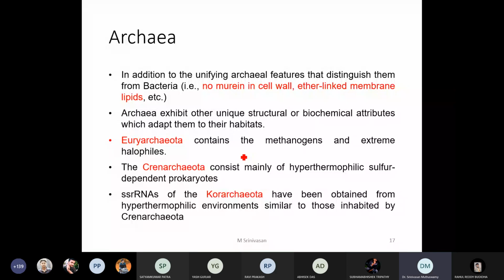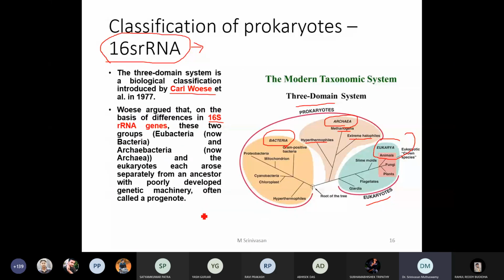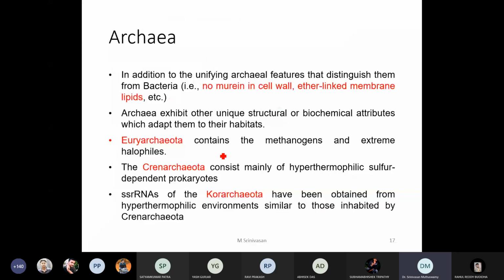And now coming on to archaea. Earlier we have seen the prokaryotes in general, and whatever we have studied about the classifications is all about the common bacteria. Only the bacteria we have seen the classification of. Now we will see into archaea, that is archaebacteria.